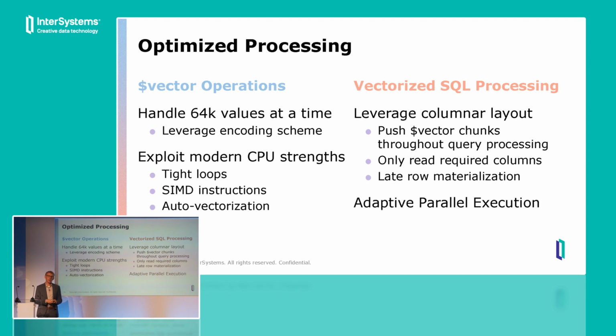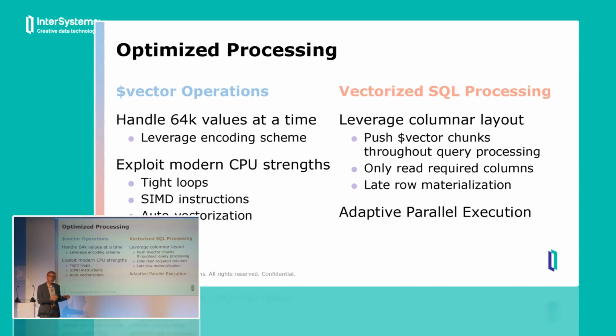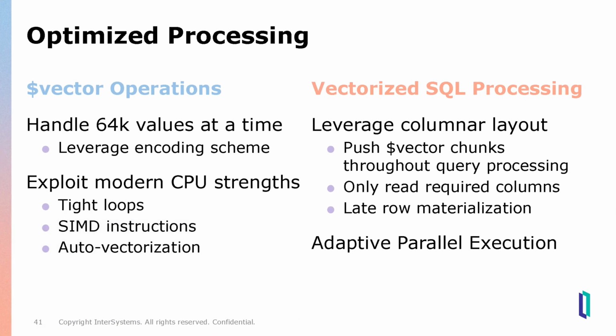So rather than first storing it by column and then iterating through all the values, we're going to really try to push the entire 64K chunks of values throughout our query plan, and only at the very last moment, only if a user really asks for a row, we'll materialize it. But we assume that in the majority of cases, they'll be looking at an aggregate, and that's where these $vector operations can offer really fast performance.